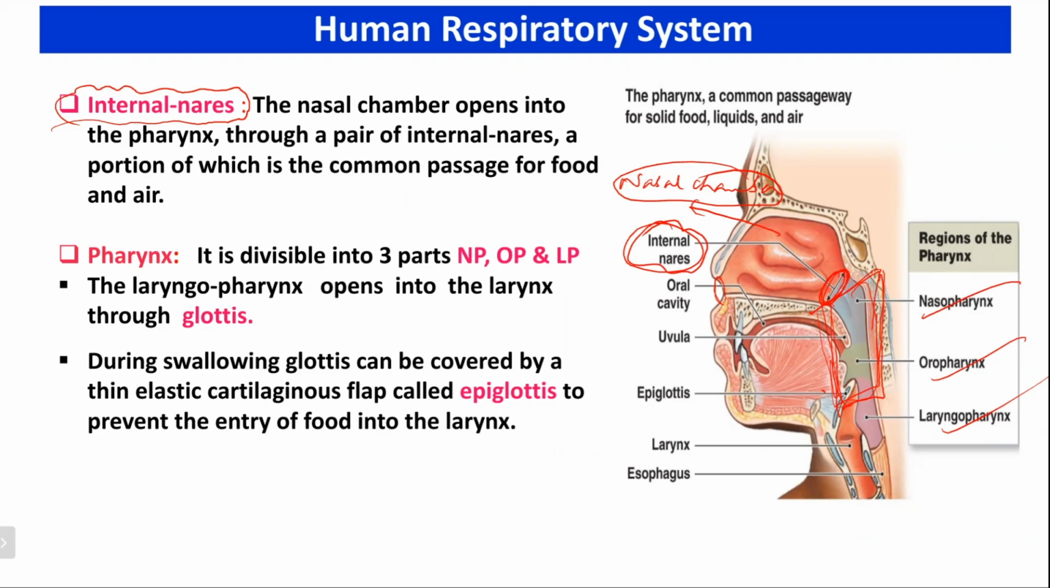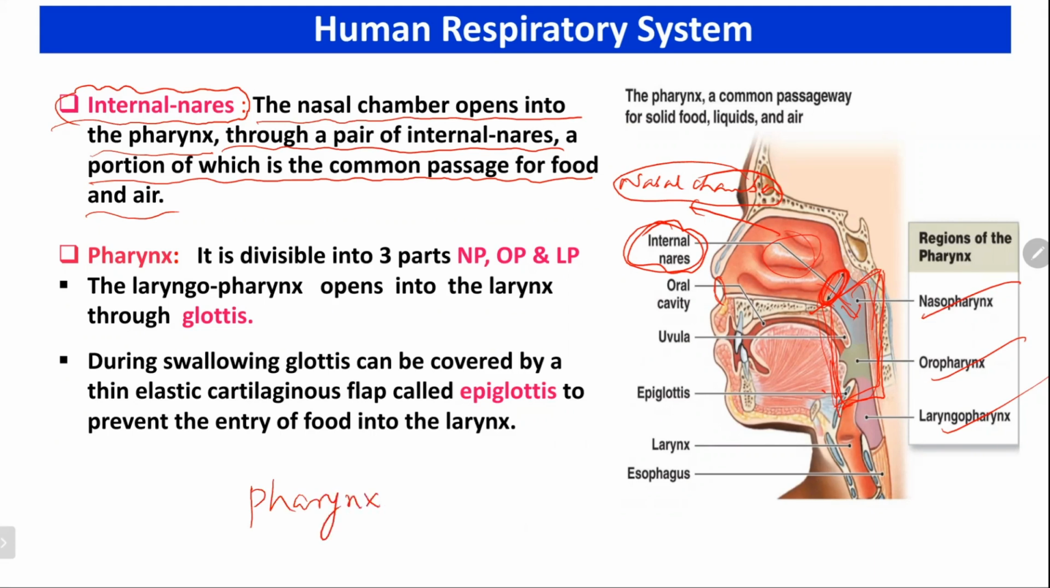You can see here the nasal chamber opens into the pharynx by means of small openings, and these small openings are called internal nares or internal nostrils. So the nasal chambers open into the pharynx through a pair of internal nostrils, and they are called internal nostrils or internal nares, a portion of which is the common passage for both food and air.